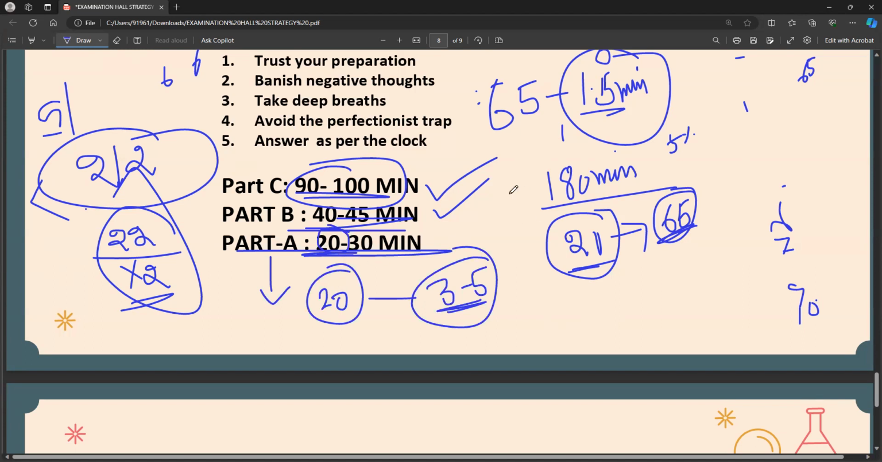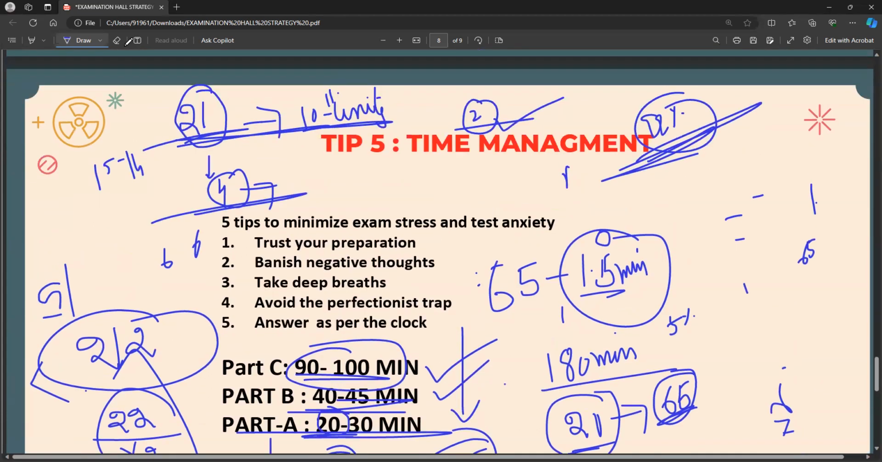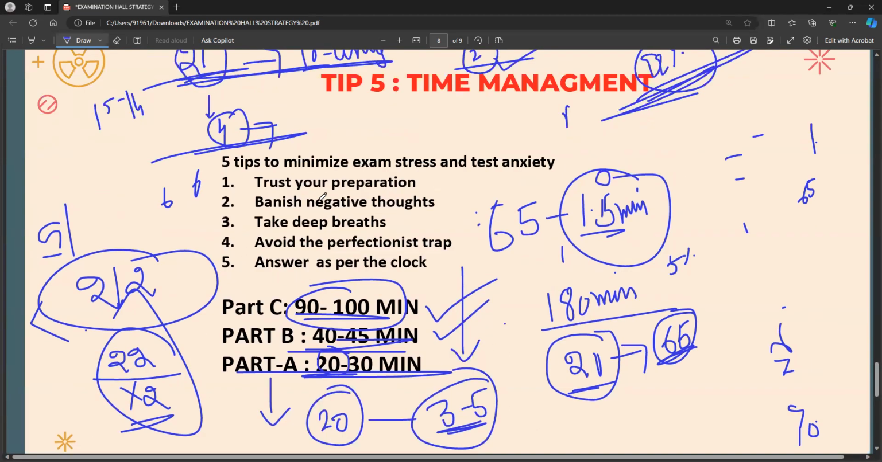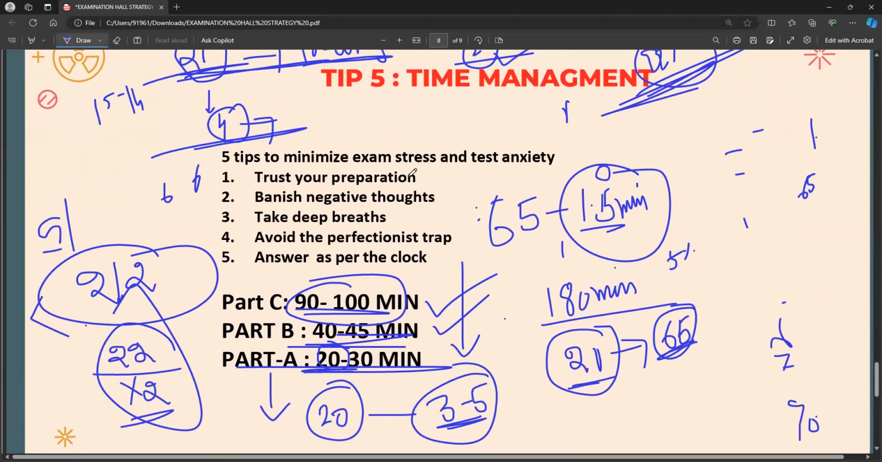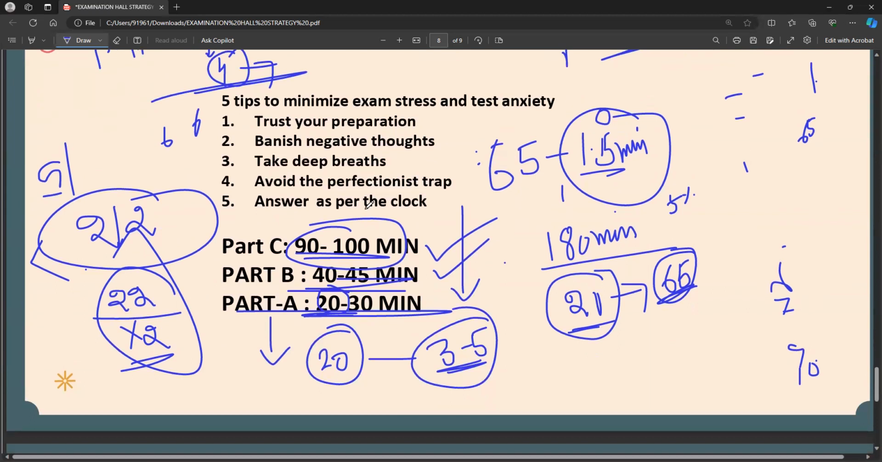This will avoid all your tensions in the examination hall. And again, it's a common mindset of every Indian student that whenever we are answering a question, we always worry about the result. We have not even completed the question paper, but we think about the result. Those thoughts only come in the exam hall.